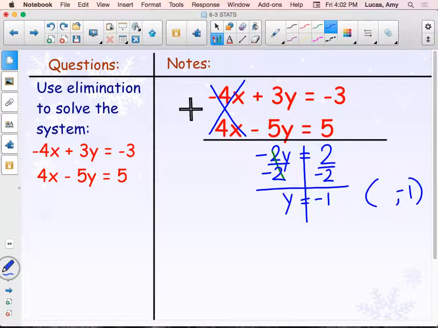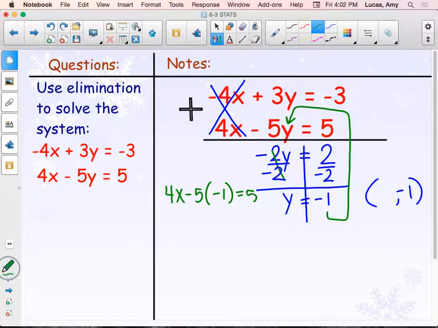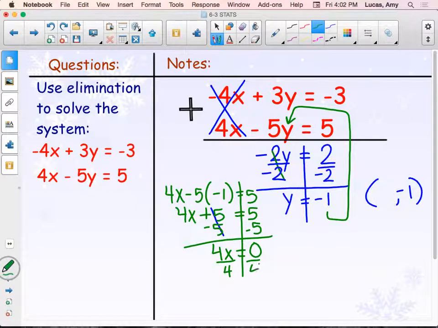Now I'm going to take that value, y equals negative 1, and I am going to go back to one of my equations. This time I'm using the bottom one. 4x minus 5 times negative 1 equals 5. 4x plus 5 equals 5 then, because negative 5 times negative 1 is positive 5. Subtract that 5, and 4x equals 0. Divide by 4, and x equals 0. 0 divided by 4 is 0. So my solution is 0, negative 1.